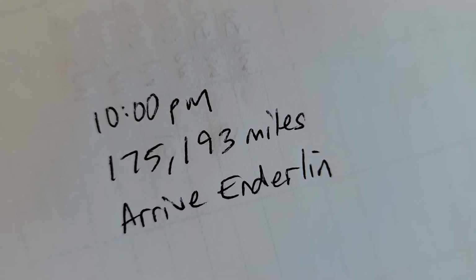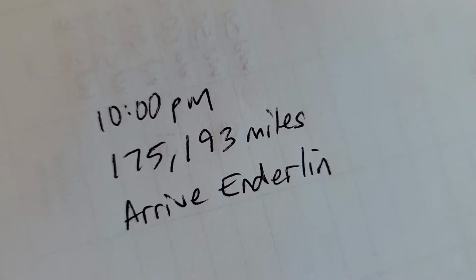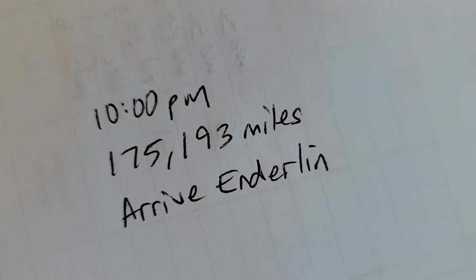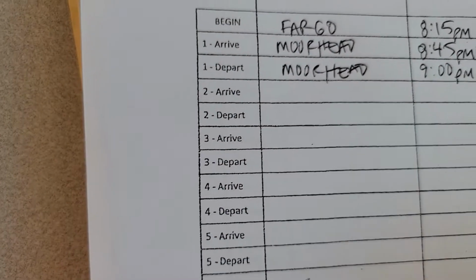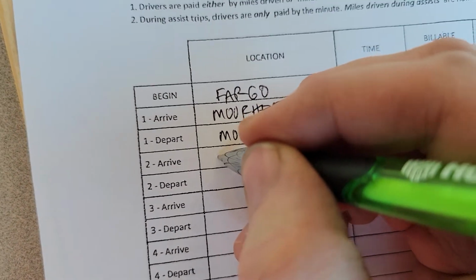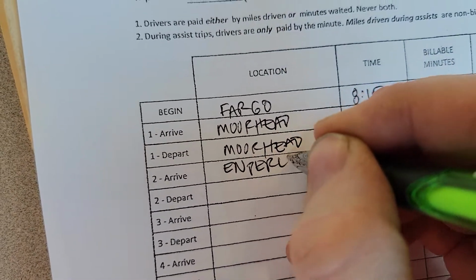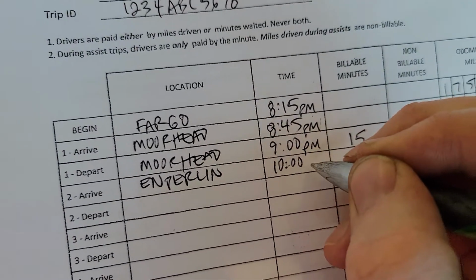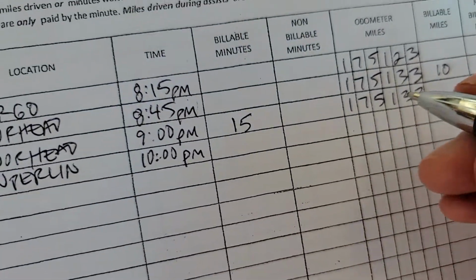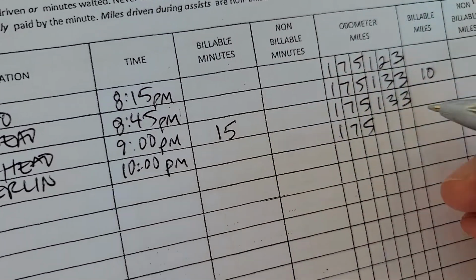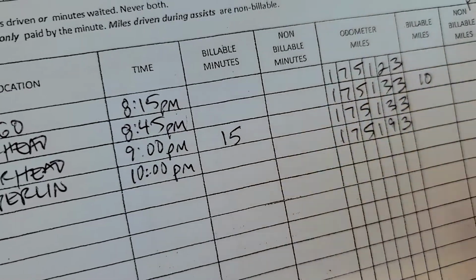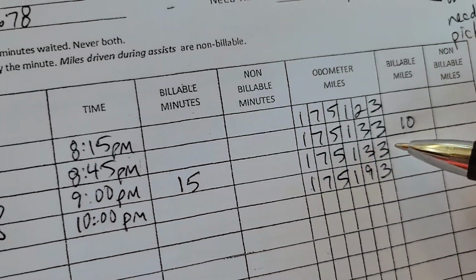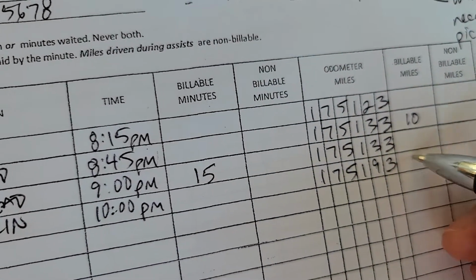Once you have the crew in your car, you're going to drive them to their drop-off location. So in this case, it's Enderlin. So let's transfer that information to the next line of the trip sheet. So you drove to Enderlin, and it took you an hour, so we're going to put 10 o'clock. And over here, how many miles? 175,193. So do you get paid for waiting while you're driving? No. Do you get paid for miles while you're driving? Yes. So that's 60 miles.